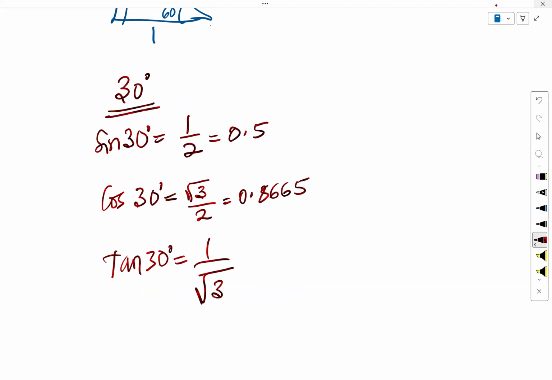That can also be evaluated. Let me quickly confirm that. What is 1 over root 3? 1 over square root of 3. I thought I used to know that offhand. 1 divided by square root of 3 is 0.5774.